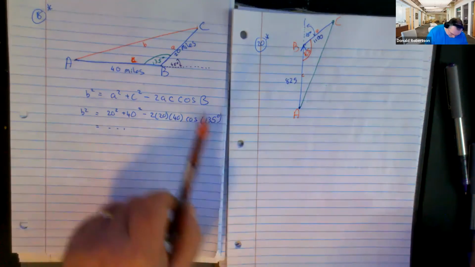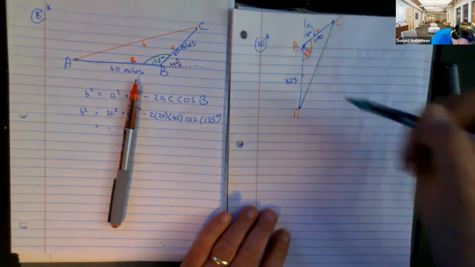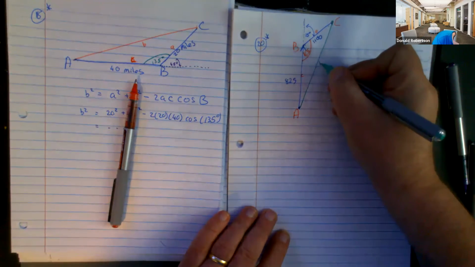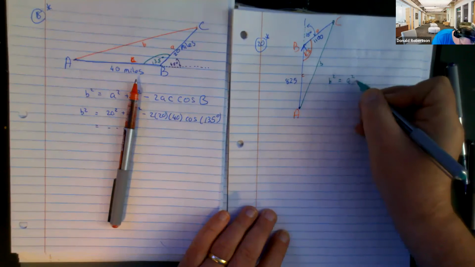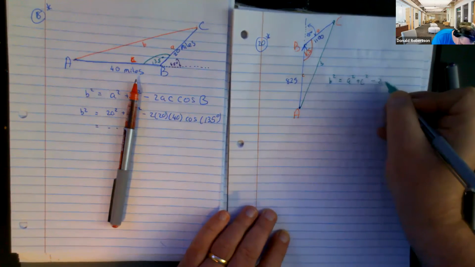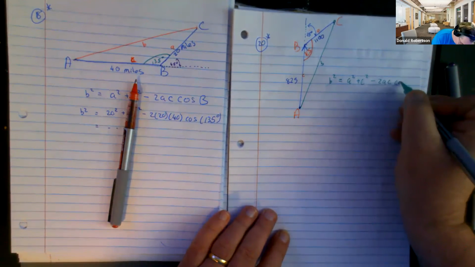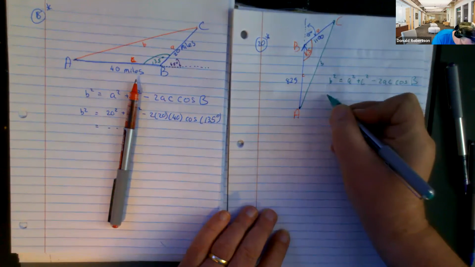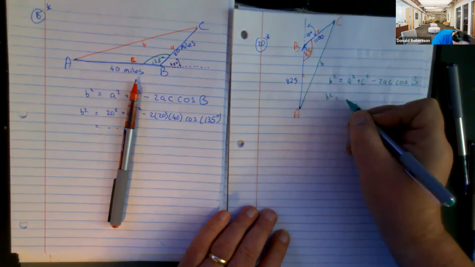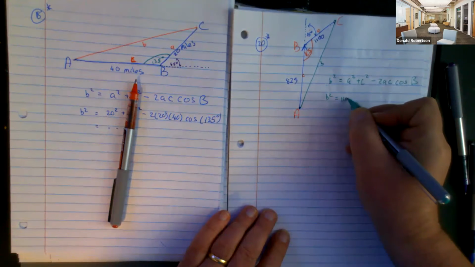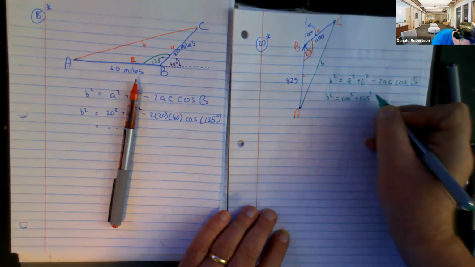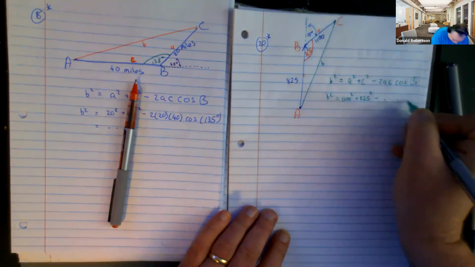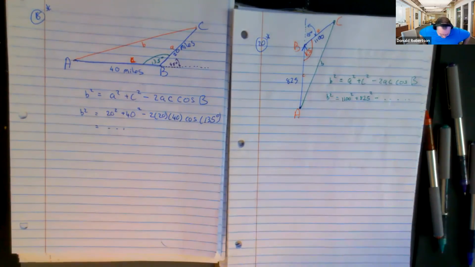So you have everything that you need. In this case, you're going to be looking for a little b. So it's going to be b squared equals a squared plus c squared, take away 2ac cosine of b. And it's going to be 1100 squared, 825 squared. Take away all that other stuff, and you are finished.